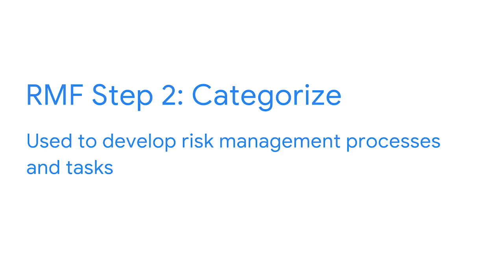Step 2 is categorize, which is used to develop risk management processes and tasks. Security professionals then use those processes and develop tasks by thinking about how the confidentiality, integrity, and availability of systems and information can be impacted by risk. As an entry-level analyst, you'll need to be able to understand how to follow the processes established by your organization to reduce risks to critical assets, such as private customer information.